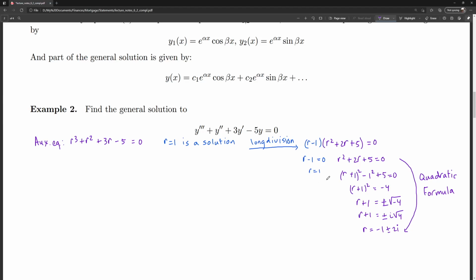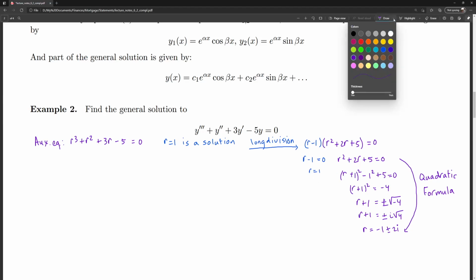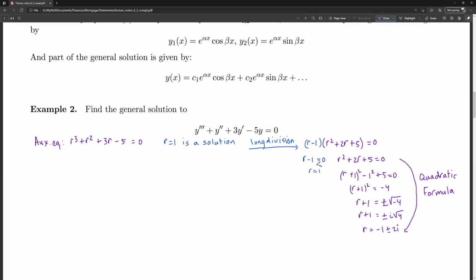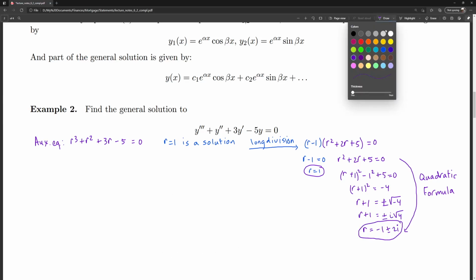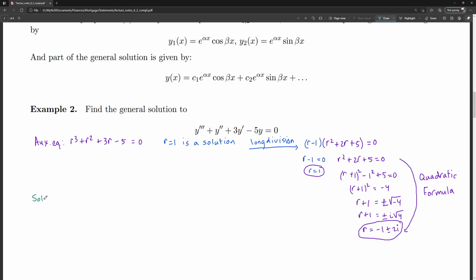So now we have our three roots, right? We have our r equals 1, and then the two complex roots here. And what does our solution look like? So for our solution, we have to take a look at that r equals negative 1 plus or minus 2i.